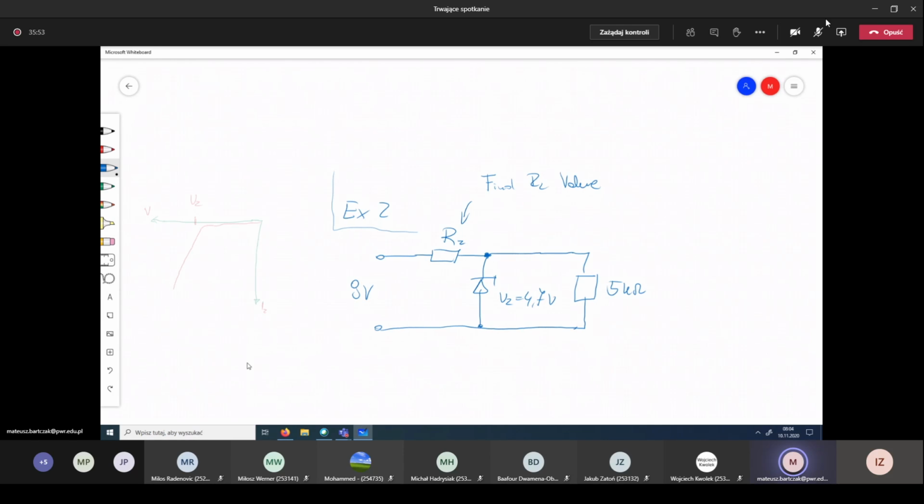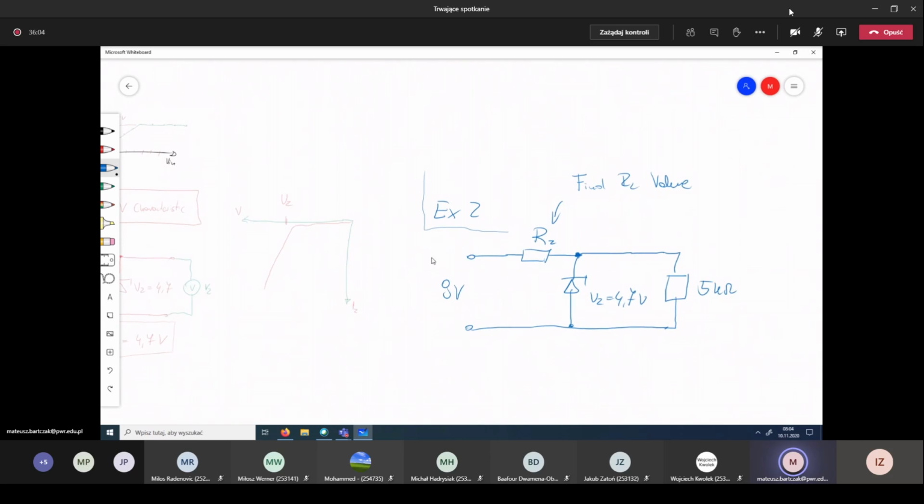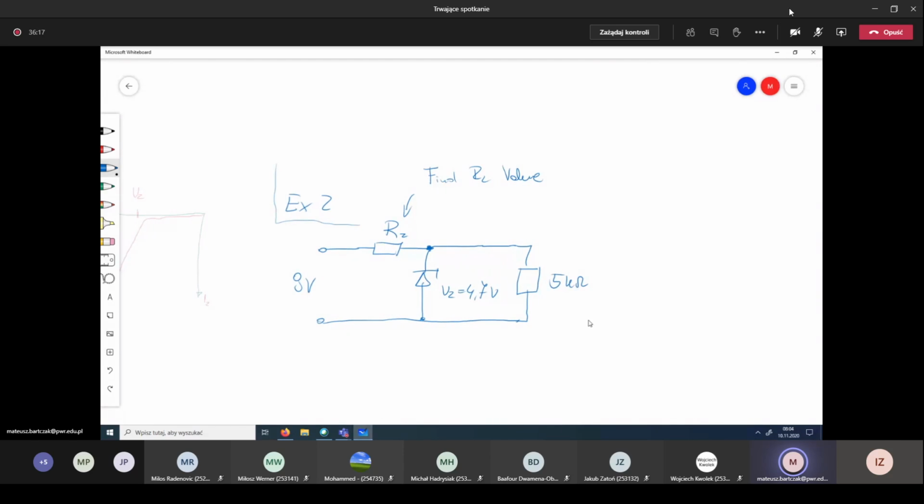So in exercise number 1, you need to plot the characteristic of the Zener diode. In exercise number 2, we will use the same diode, but now we have the load. We have a 9 volt power supply, so it is supplied from the 9 volts, and we want to have 5 volts on the output.